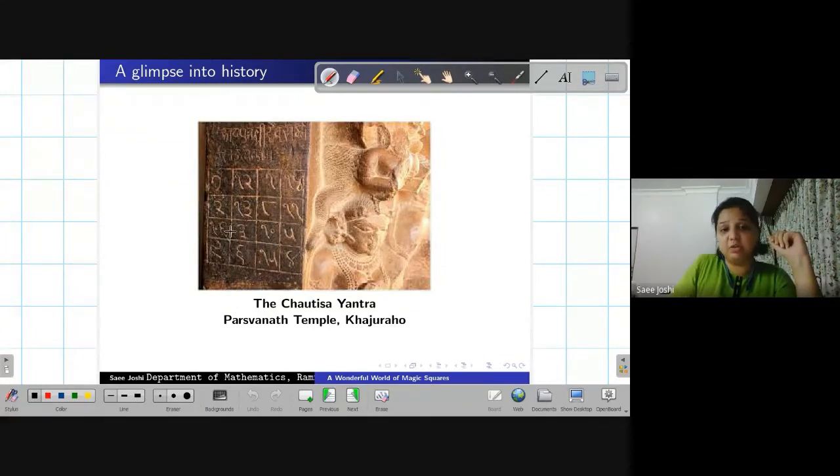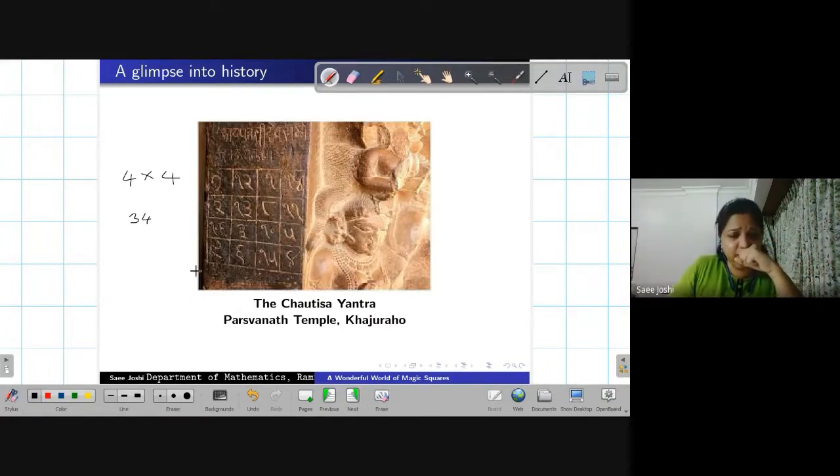So this is a magic square, but oddly enough, so far in history, people were coming across magic squares of order 3 by 3. This was the first time in history that people were coming across a magic square of even order, that is a 4 by 4 magic square. This is also called the Chautisyantra. The reason it is called the Chautisyantra is because the row sum, or any of the column sum, turns out to be 34, which is called Chautis in Hindi or in Marathi.